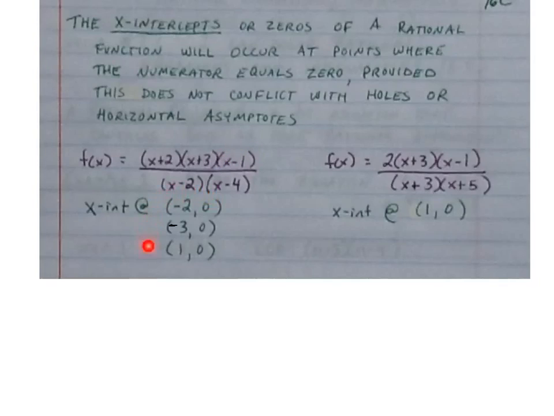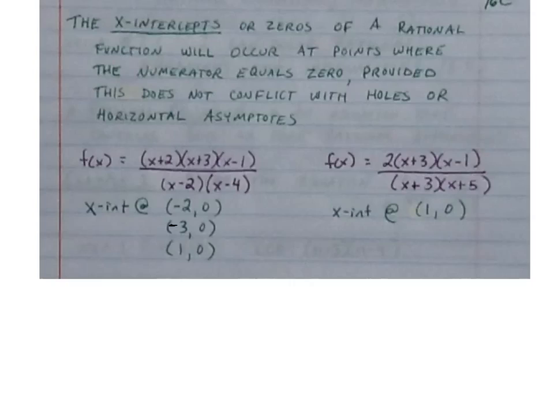All of these work because none of them are vertical asymptotes. There is no horizontal asymptote, and none of them are holes. So these all work as x-intercepts. The next example we have here, our x plus 3 cancels, so we don't have an x-intercept there because it would be a hole. We only get an x-intercept at x equals 1.